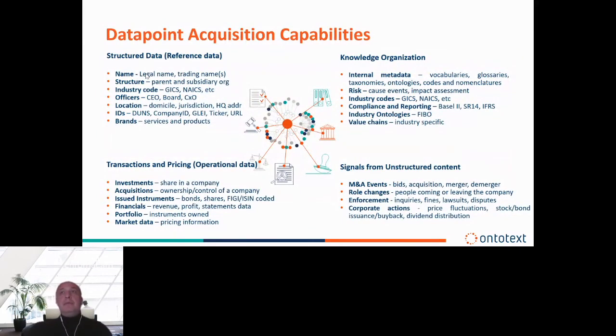And when it comes to data, most of the interesting conversations which I have nowadays are about data, how we get our data in.